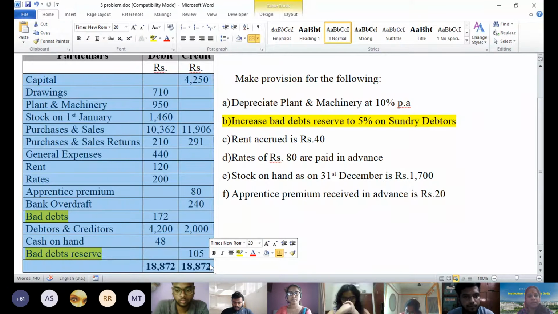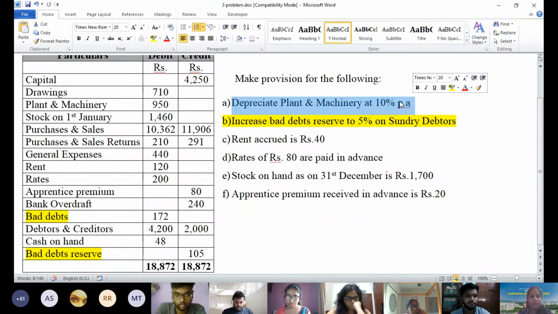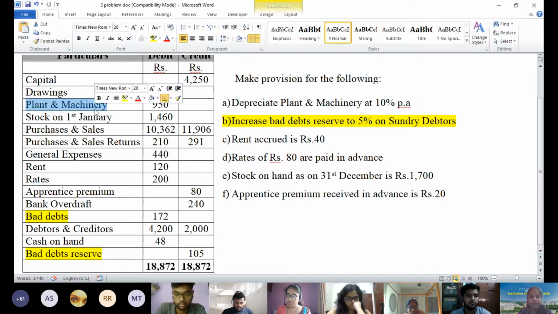Purchase, sales return. Which amount is purchase return, 291 or 210? 291. Thank you. So sales return is 210. General expense, rent, rates, apprenticeship premium, bank overdraft. Plant and machinery has a provision, so we have to make sure there is some provision there. In rent accrued, there is a provision too.